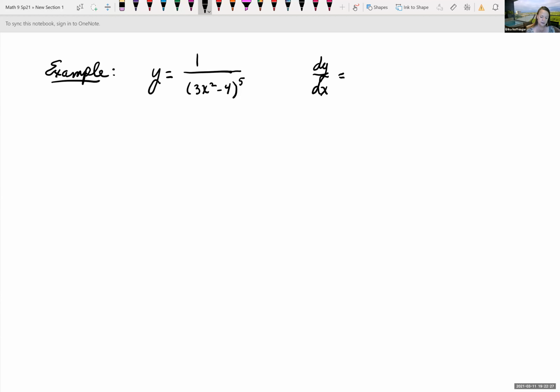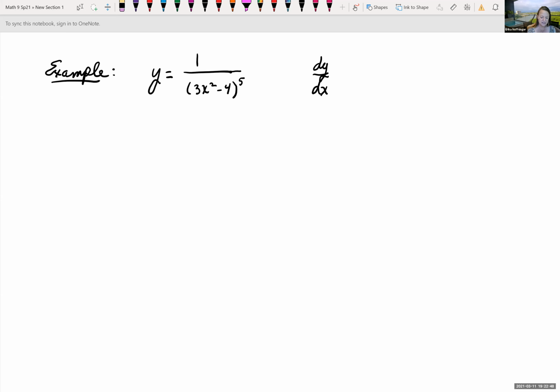Looking at this, there's a couple ways that we can approach it. We can distribute out 3x squared minus 4 five times in the denominator and use the quotient rule. We could use the quotient rule, and within the quotient rule, we can use the chain rule. Or we could rewrite this.